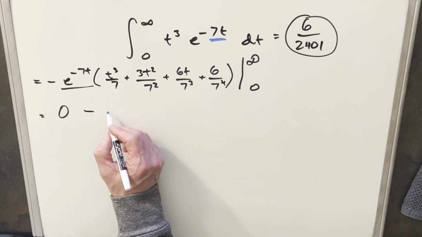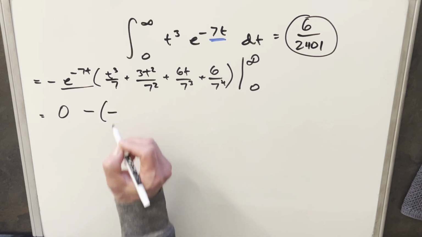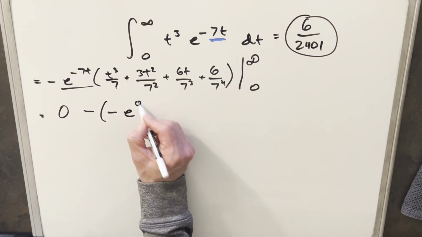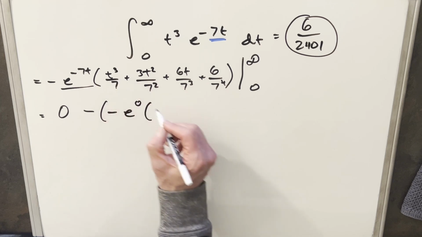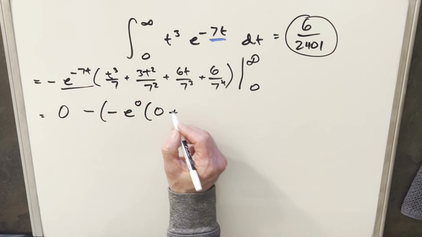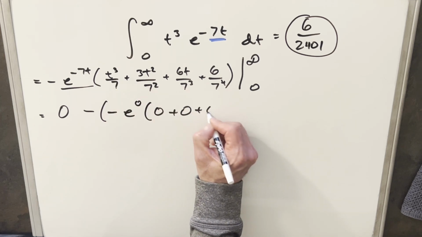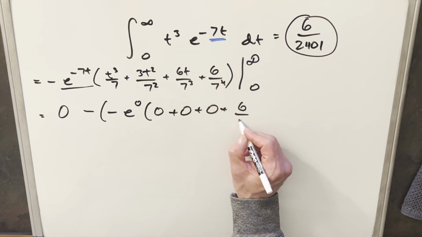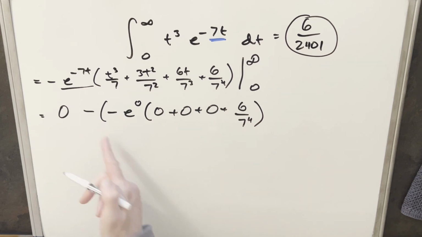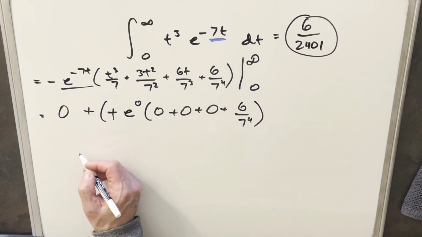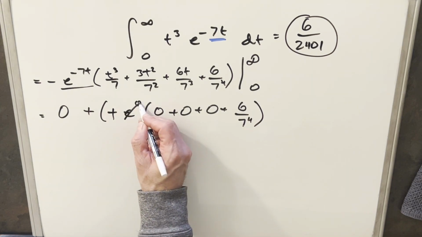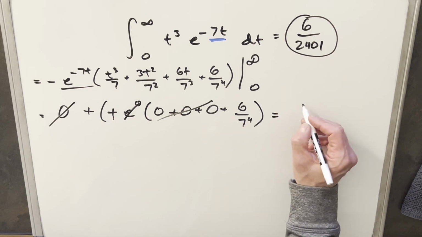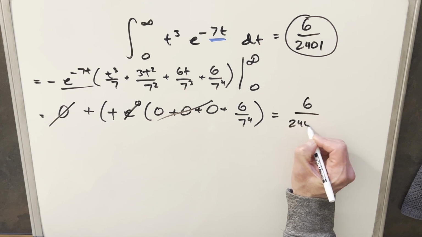Then next we'll evaluate this at 0. So we're going to have, let me do this carefully, minus e, plugging 0 in here, so it's going to be minus e to the 0. And then this first one is going to be 0. And the second one's going to be 0, and the third one's going to be 0. But there's no t here, so this is actually just going to give me 6 over 7 to the 4th. But then minus times minus is plus here. E to the 0 is just 1. This is nothing. This is nothing. So we're left with the final solution here of just 6 over 2401.